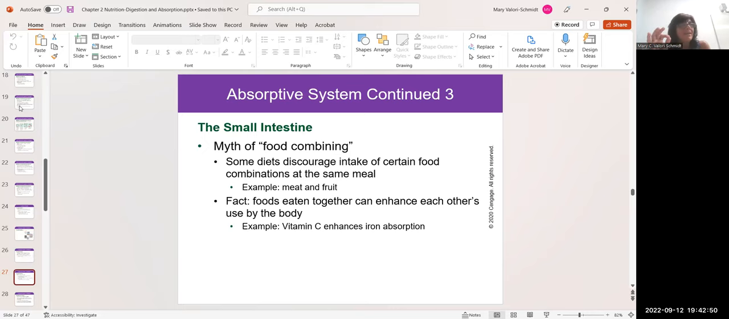So food combining, there's some truth to eating certain foods with other foods. A great example is iron. Any foods or drinks that contain vitamin C, like orange juice, when you take them with food containing iron, it helps with the absorption. But don't ever take iron with dairy, because it inhibits the absorption. Fun facts.